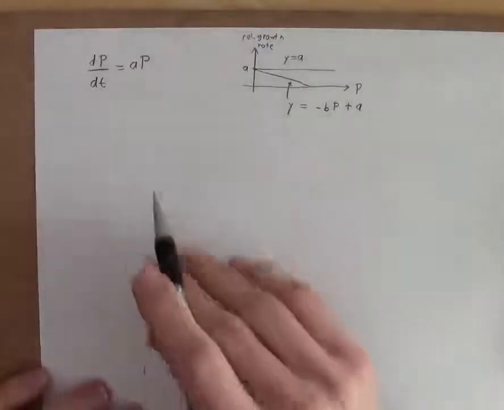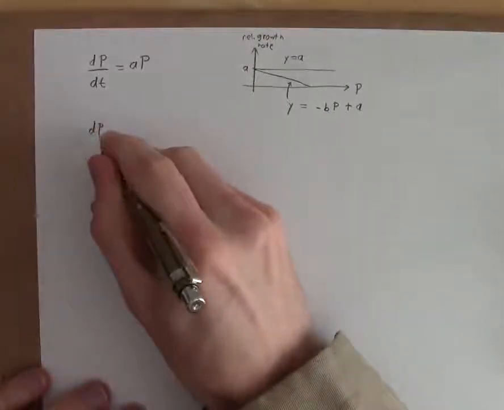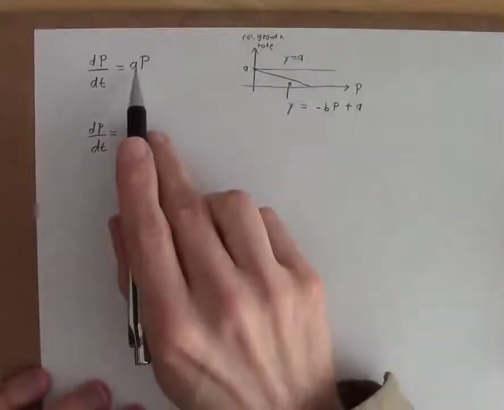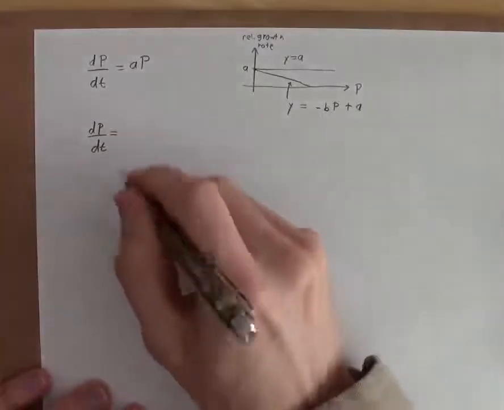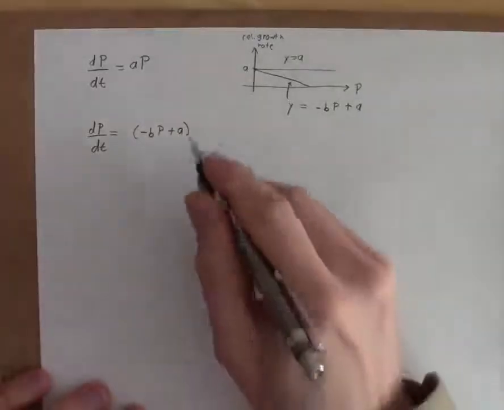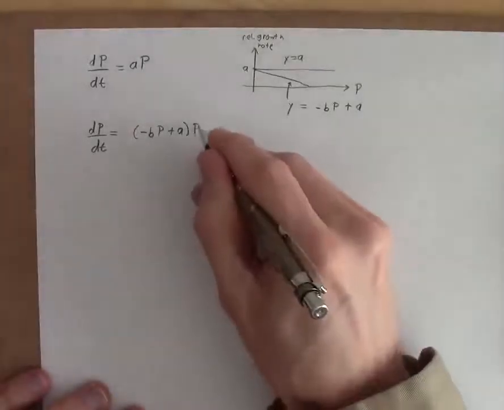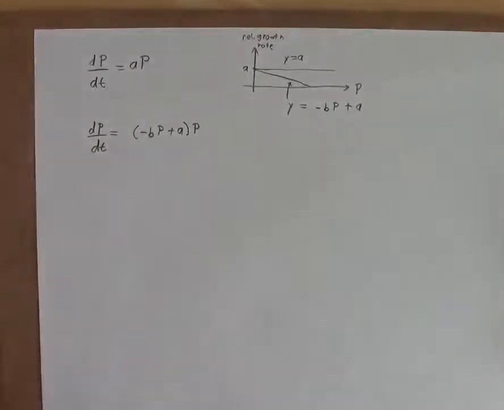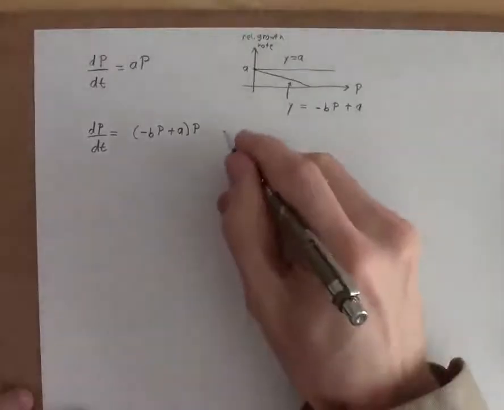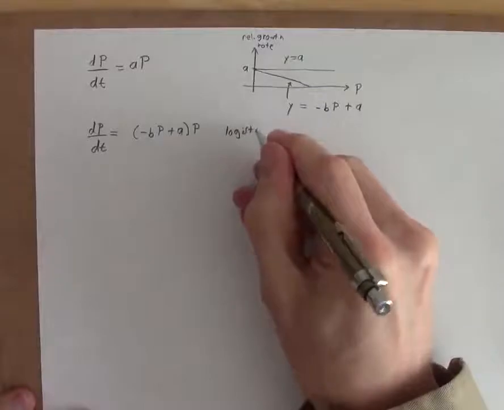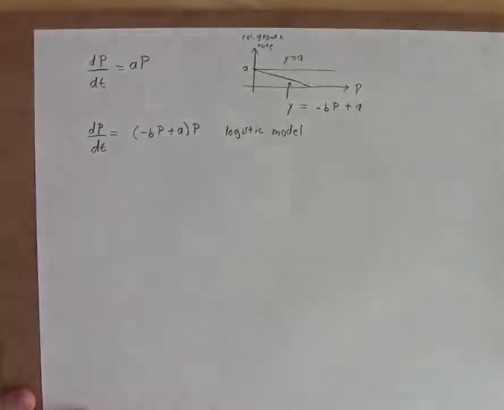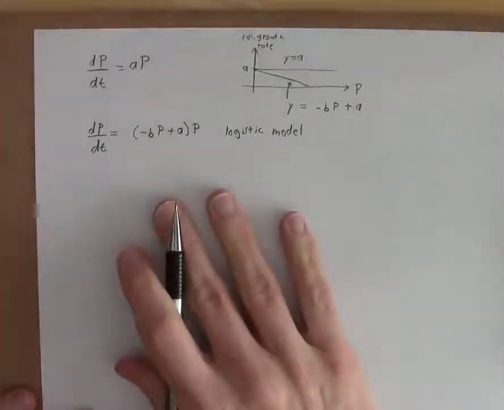So now let's put that into our differential equation. So we have dP/dt is equal to, and now taking the place of A, we have this formula right here, our decreasing linear formula, and then multiplied by that P. So this is an alternative growth model, and this is known as the logistic model of growth. And we'll go ahead and solve this differential equation.